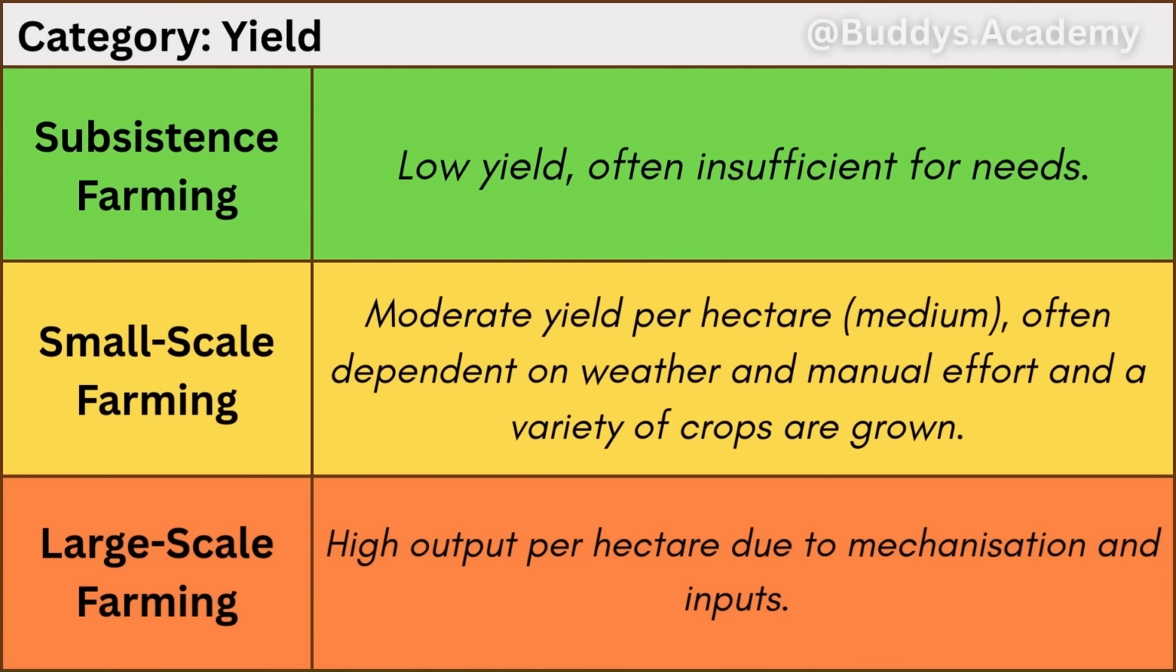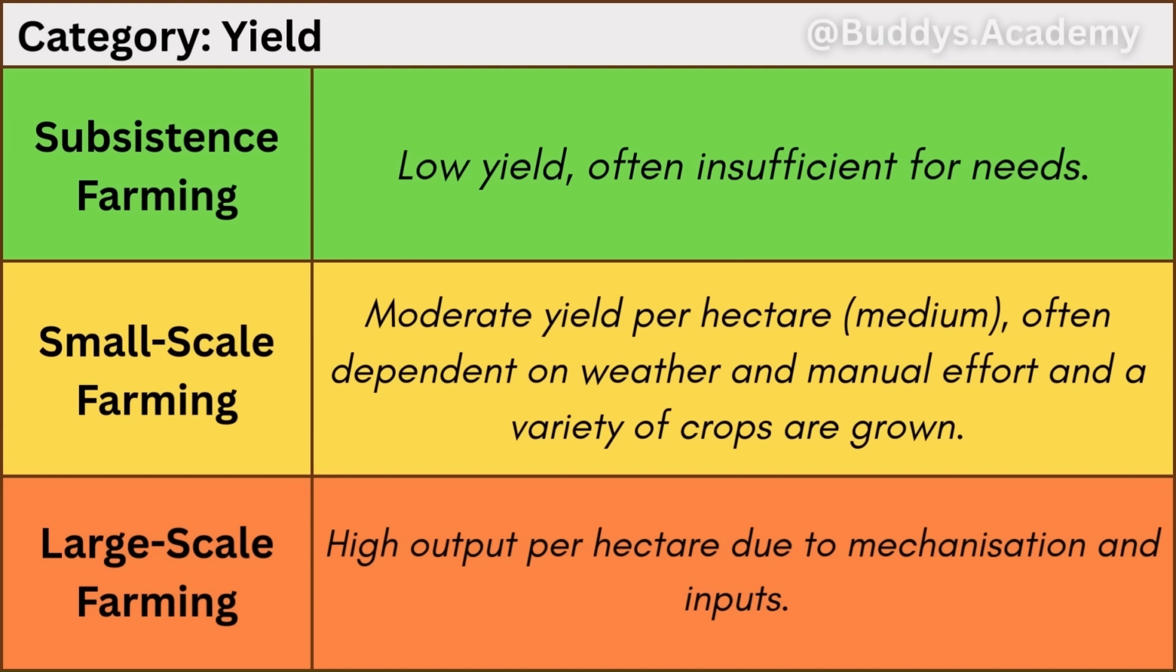Now when we're looking at yield, it's basically going to mean how many crops are harvested at the end of its life cycle. So in terms of subsistence farming, it's going to be a very low yield. That means it's often going to be insufficient for the needs, as it can be vulnerable to drought. So what that means is, in subsistence farming, the vegetables that they're going to get out is sometimes not even enough for the farmer and his family to consume, right? It's going to be a very low yield.